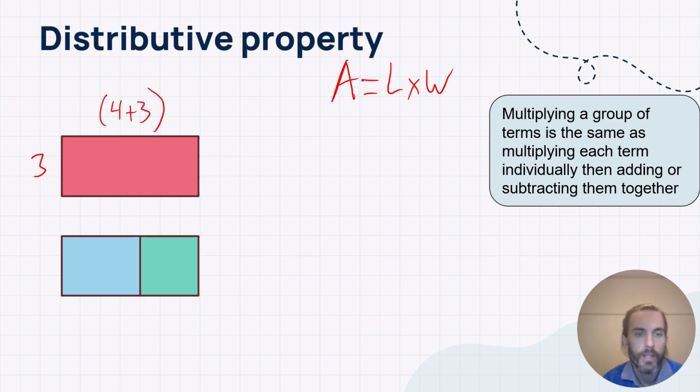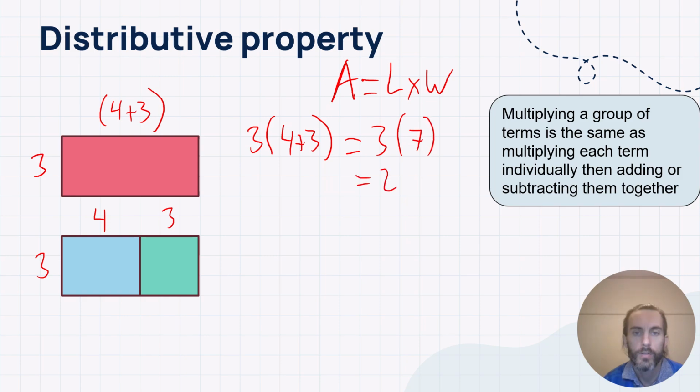The bottom ones, they also have a length of 3, clearly. And let's say this one has a width of 4, and this one has a width of 3. Now, if I work out the top one, length times width, I would go 3 times 4 plus 3, which is 3 times 7, which of course is 21.